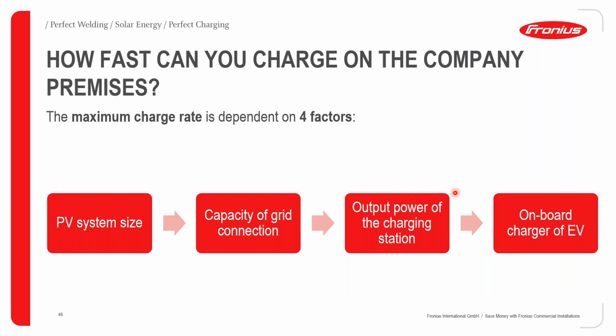Now, another thing you can ask, okay, how fast can you charge on the company premises? So with this, we have to look at 4 basic factors that contribute to determining how fast you can charge from their company wall boxes. So first of all is the PV system size, generally speaking, and then of course the capacity of the grid connection, which have all been taken care of. So another thing we should consider is the output power of the charging station, and then the onboard charger of the EV. So we're going to look at these 2 factors in much more detail.